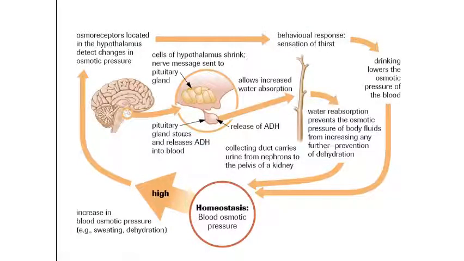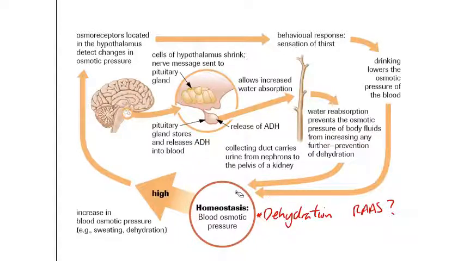So this is a flow chart that shows you what happens, starting at the trigger of high blood osmotic pressure. So this is dehydration. Now you probably are thinking, well, dehydration was also the trigger to activate RAS. And you're absolutely right. A lot of these hormonal pathways do not operate independently. They sometimes happen simultaneously to bring about homeostasis.